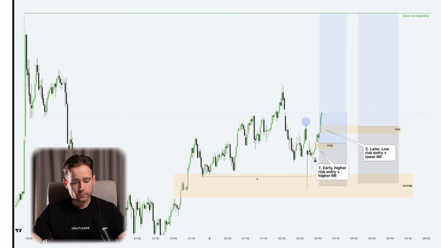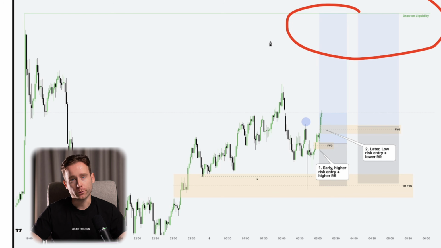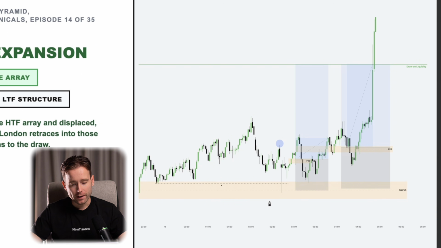If you are early, you have a higher risk that price maybe stops you out before the real move, but you have a higher risk to reward. If you want to be safer, so a lower risk entry, you can wait for the second fair value gap, but you have a lower risk to reward. Again, both is good because if price goes up, you most likely will make money regardless of 1 to 2 or 1 to 3. And then fast forward, price runs to the target with speed.